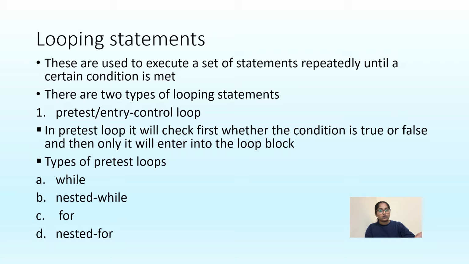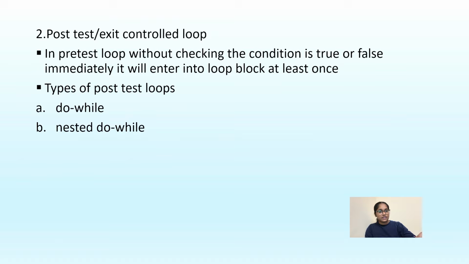There are two types of looping statements: pretest or entry control loop. In a pretest loop, it will check first whether the condition is true or false, and only then will it enter into the loop block. Types of pretest loops: while, nested while, for, nested for.